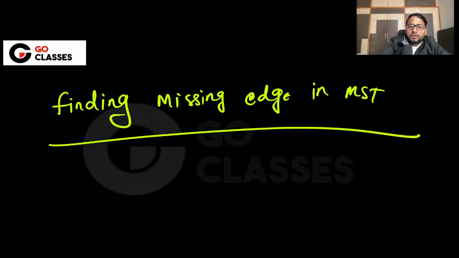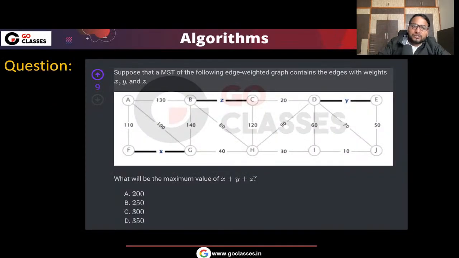Okay. So let's solve this question. What they are saying is that suppose the MST of the following edge weighted graph contains the edges x, y, z. Suppose the MST contains this x, this z, and y. Then what is the maximum value of x, y, z?